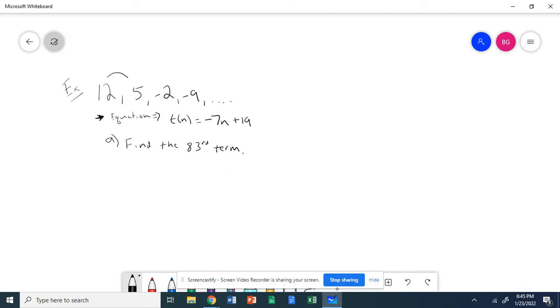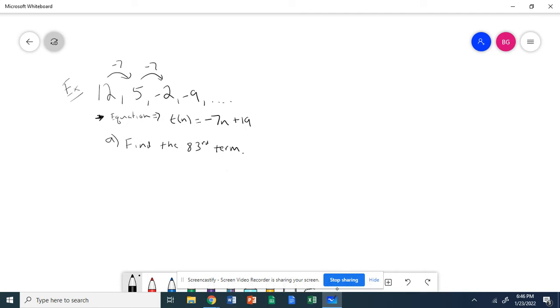That means we are minusing 7 each time from one term to the next term, and our zero term here is a plus 19, which does not actually show up in the sequence. But my question here is find the 83rd term. So when I say find the 83rd term, what I'm saying is in the sequence, what would be the 83rd number that would show up? So what would be in the 83rd position?